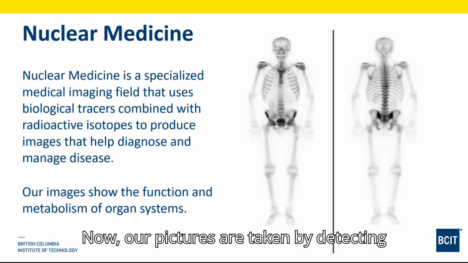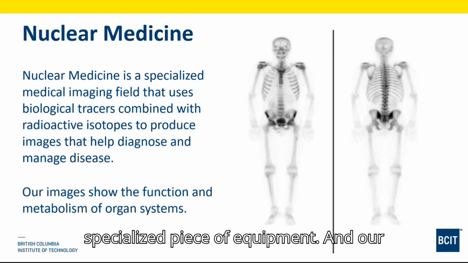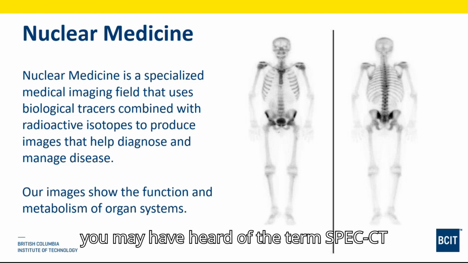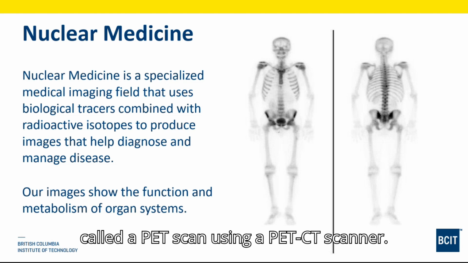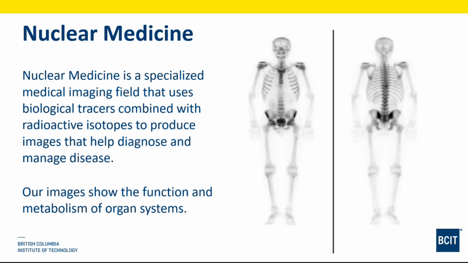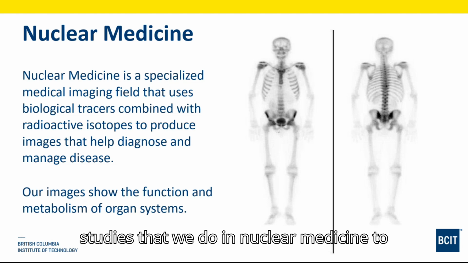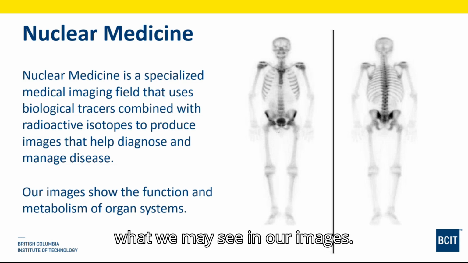Our pictures are taken by detecting the radiation from our tracers using a specialized piece of equipment, and our cameras are known as gamma cameras. You may have heard of the term SPECT-CT gamma camera, but we can also do what's called a PET scan using a PET-CT scanner. On the next few slides, I'm going to share some examples of common studies that we do in nuclear medicine, to hopefully paint a picture of what we might see in our images.